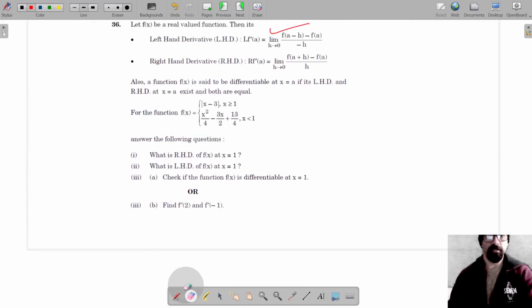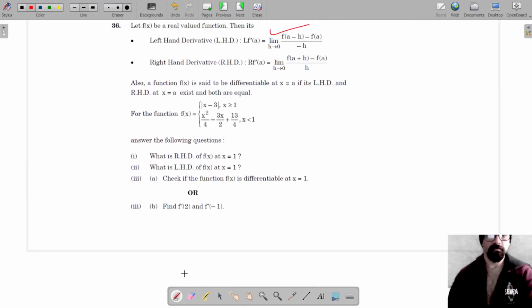The formula for the left hand derivative is also given. This is the formula for the left hand derivative, and we have to find now the left hand derivative at x is equal to 1. So to find out the left hand derivative at x is equal to 1, let's use the given formula.